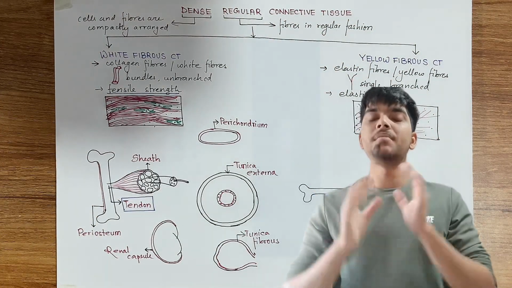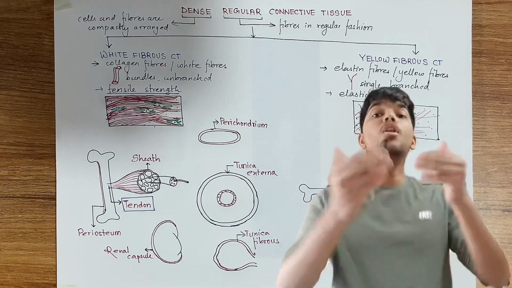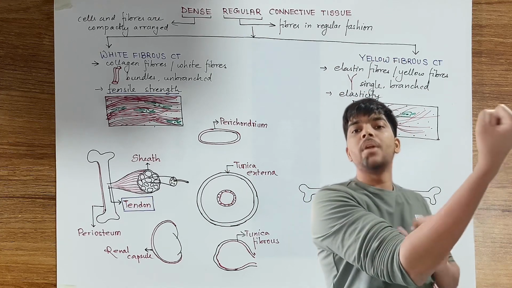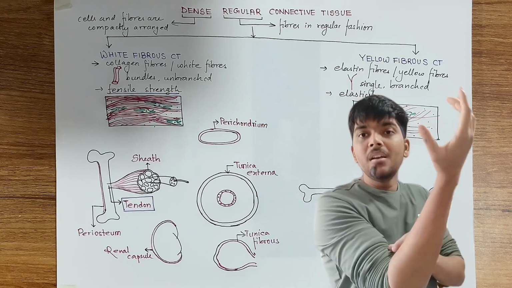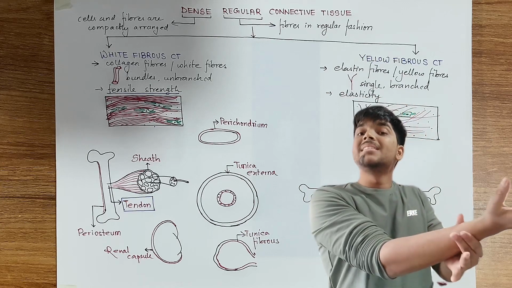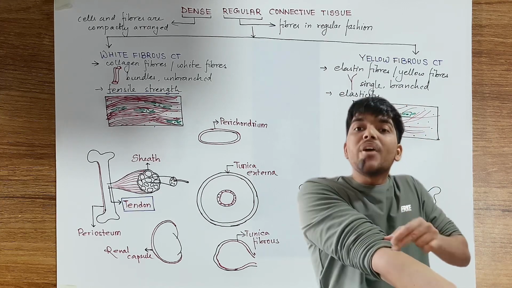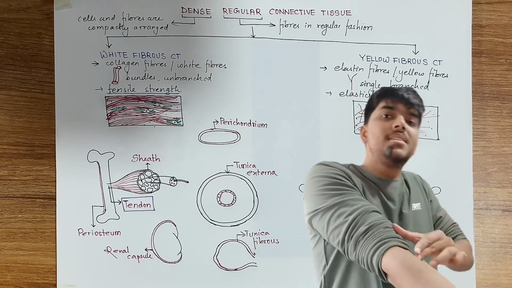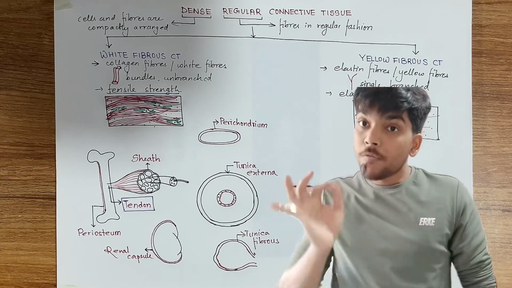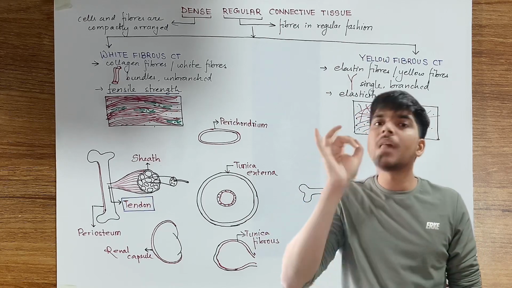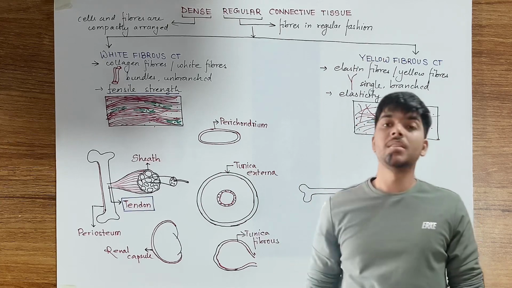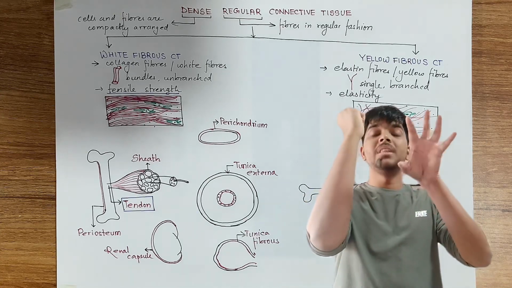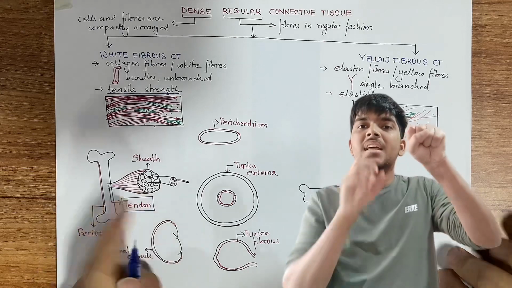But suppose instead of white fibrous connective tissue, the tendon was made up of yellow fibrous connective tissue. Then in that case, the tendon would have been elastic. So the bicep muscle would have contracted. However, the tendon could not have lifted the arm up because instead of lifting it, the tendon would have stretched. Bicep would have been contracted, but due to the elastic nature of the tendon, it would have stretched. As a result, you could not have lifted your arm. So movement is possible with the help of tendon, because tendon has tensile strength, because tendon is made up of white fibrous connective tissue.